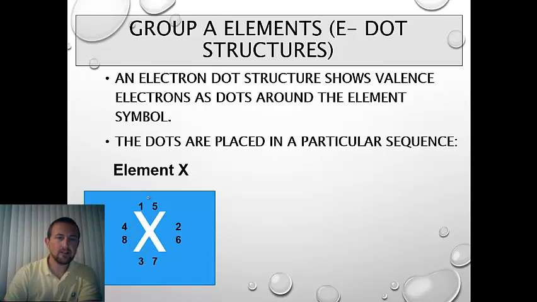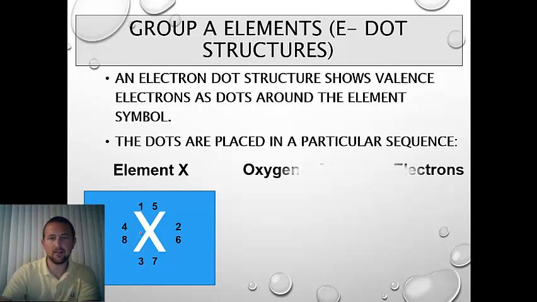The way we arrange our dots is we put the first dot above the element symbol, the second dot to the right of the element symbol, the third dot to the bottom, the fourth dot to the left. What that does is it puts 1 electron or 1 dot on each side of the symbol first. And then you can go back and plug in the second one. You can see after 4 comes 5, 6, 7, and 8, where we add in that second dot.